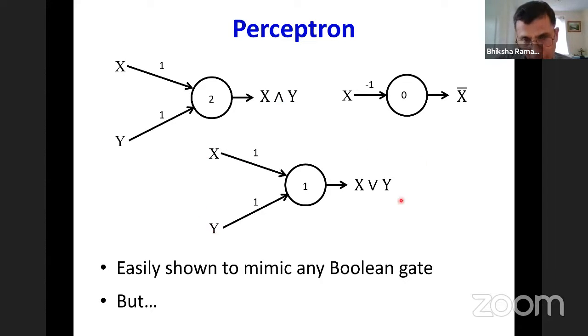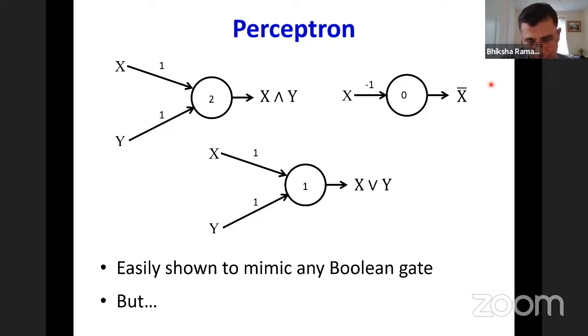The neuron to the bottom has a threshold of 1. So if either X or Y take the value 1, it's going to fire. So this is X or Y. The neuron to the top right, the weight is -1. The threshold is 0. So if X is 1, the total signal coming in is -1, which is less than 0, and the neuron won't fire. If X is 0, the total signal coming in is 0, which does match the threshold, and the neuron will fire. So this basically inverts the input.